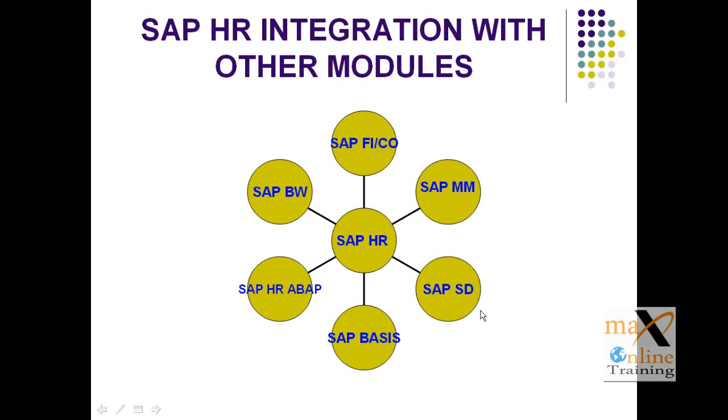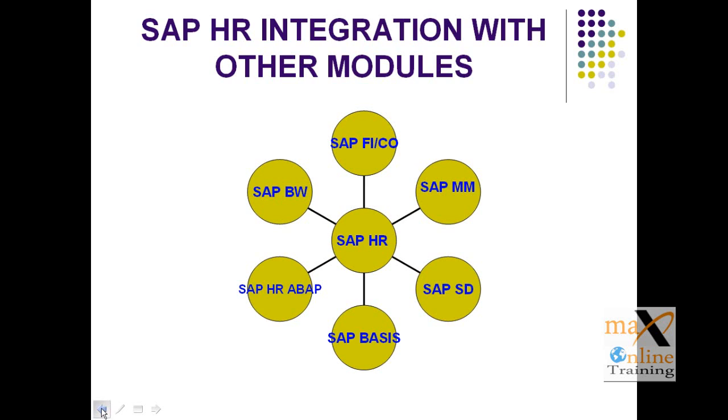I want to interrupt you in between. Earlier you said that the functional part contains SAP HR, right? And then you said that SAP ABAP is the technical part of SAP, right? So in SAP HR also there is the module SAP HR ABAP. Yes, I will tell you that also. Actually, SAP HR ABAP is meant only for the SAP HR module.